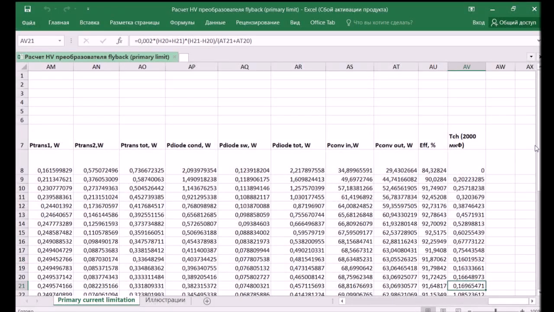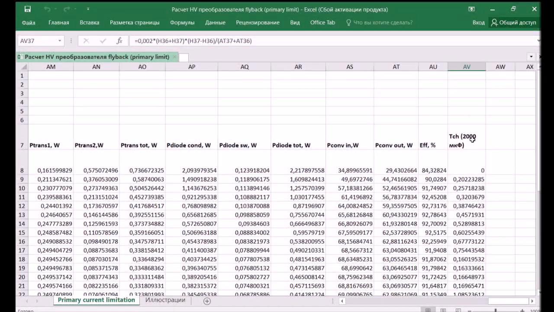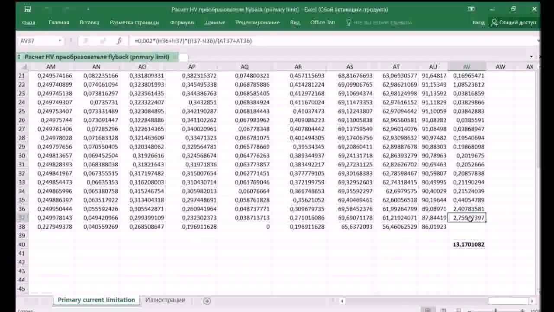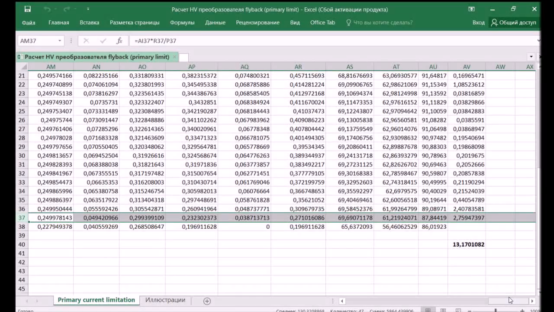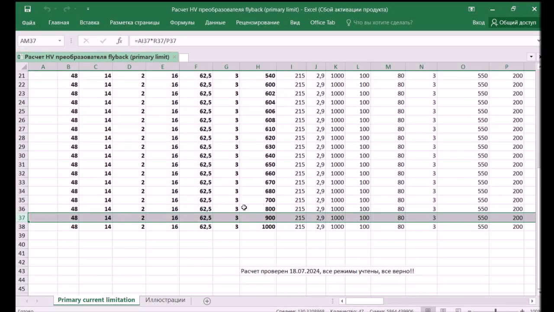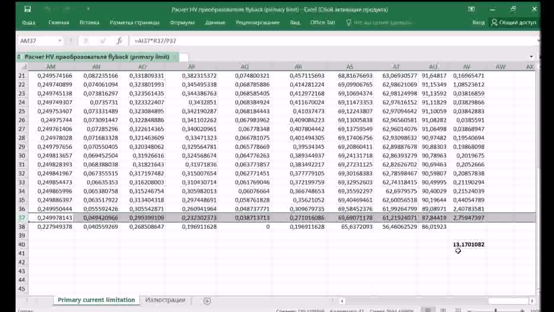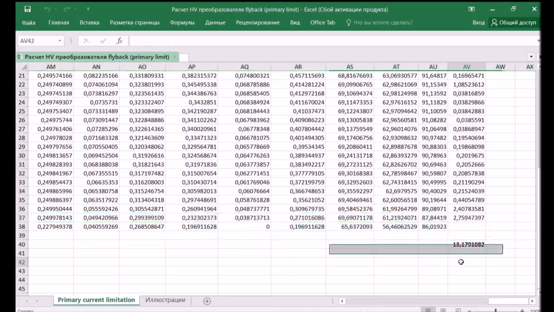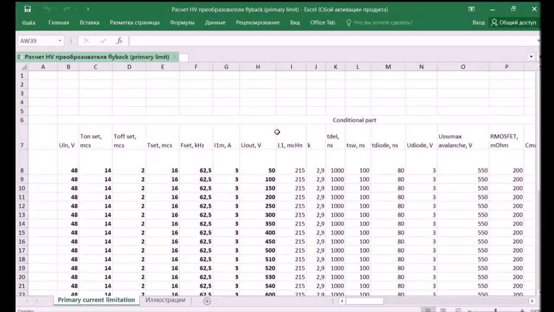Then it is integrated by the lines, and we obtain the total charging time. We see that, for example, to charge our capacitance, it is 2000 microfarads, to 900 volts, it takes some 13 seconds. It's the goal here of our calculation. Okay.